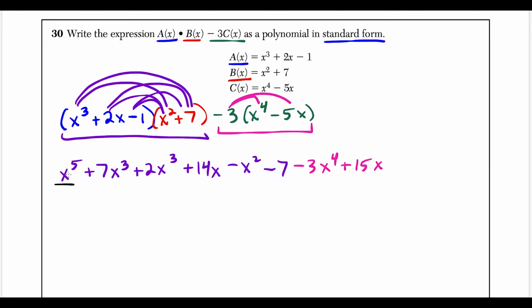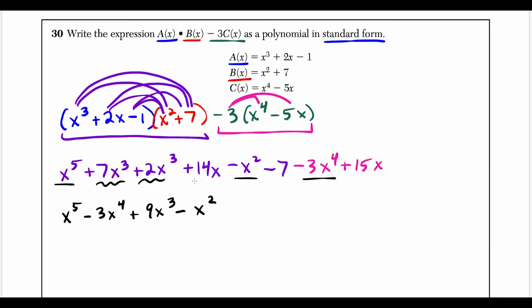There's only one x to the 5 term, so we'll just rewrite it x to the 5th. And then next up, we have an x to the 4 term with a coefficient of minus 3. So we have minus 3x to the 4. But now we have some repeating terms here. We have a 7x to the third, and we have a 2x to the third. And when we add those, we're going to get a 9x to the third. So next in my list is the x squared terms. And it looks like there's only one x squared term. There's a minus x squared. So that's what I'm tacking on next.